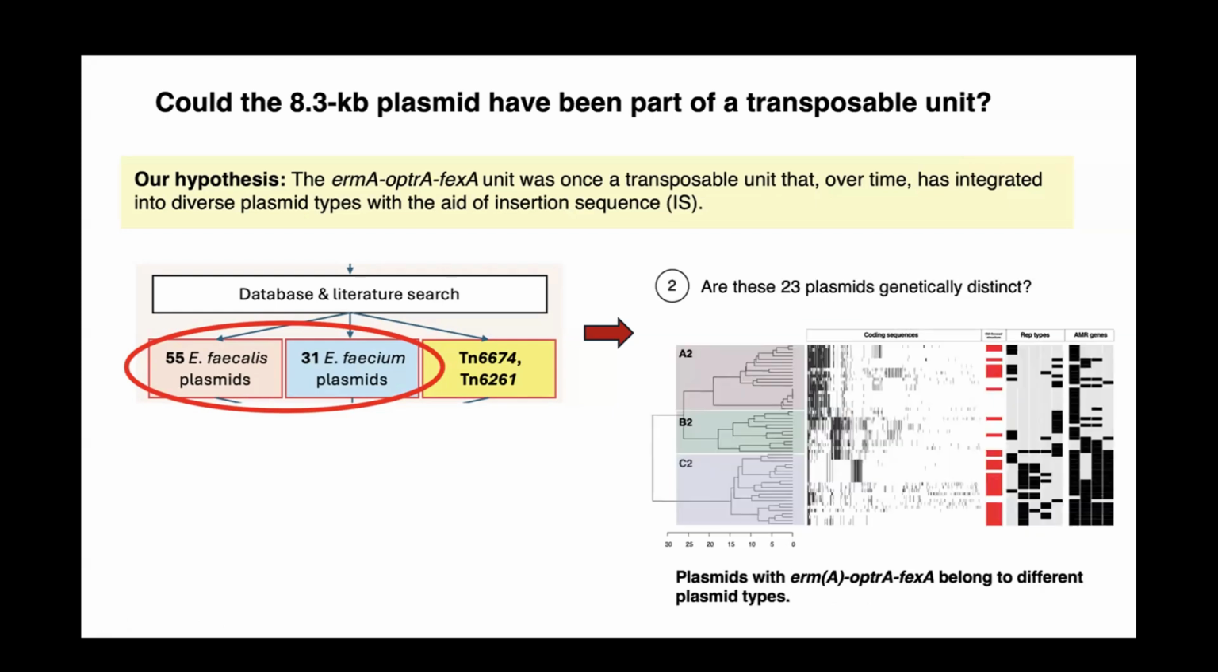We then also wanted to know if these plasmids are genetically distinct. So for this, we made a plasmid tree, also called a dendrogram, using the presence-absence of the plasmid genes from E. faecalis. This tree shows us four different heat maps. The first heat map tells us which plasmid genes are present. The second heat map, which is the most important one, tells us which plasmids actually have the multi-resistant OPTRA unit. And the last two heat maps tell us the replicon types and the antibiotic resistance genes present in these plasmids. From this tree, we could see that the plasmids which carry the multi-resistant unit were distributed across the tree, which suggests that they are quite distinct in terms of gene content.